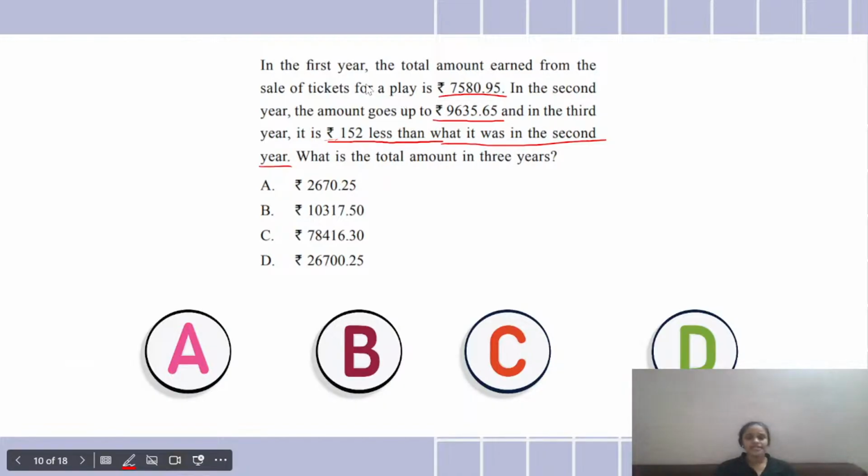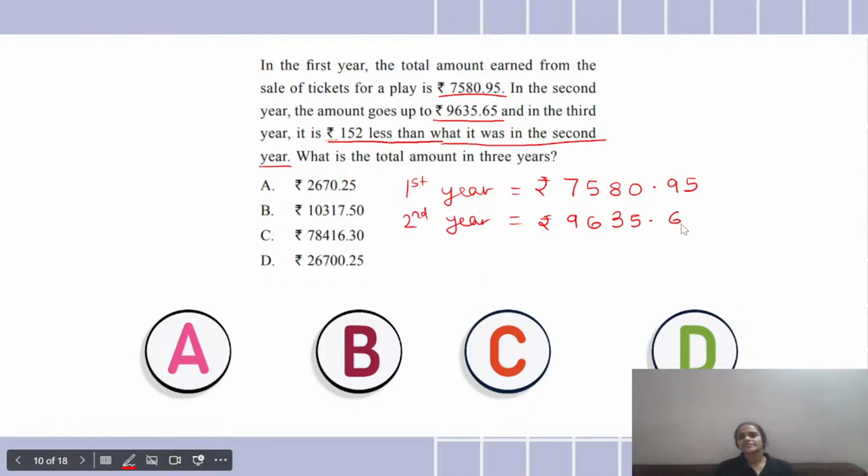Okay, what about the others? It's simple. Come on. So first year he earned 7,580.95, right? Second year he earned rupees 9,635.65. Correct? Third year, what have they said?